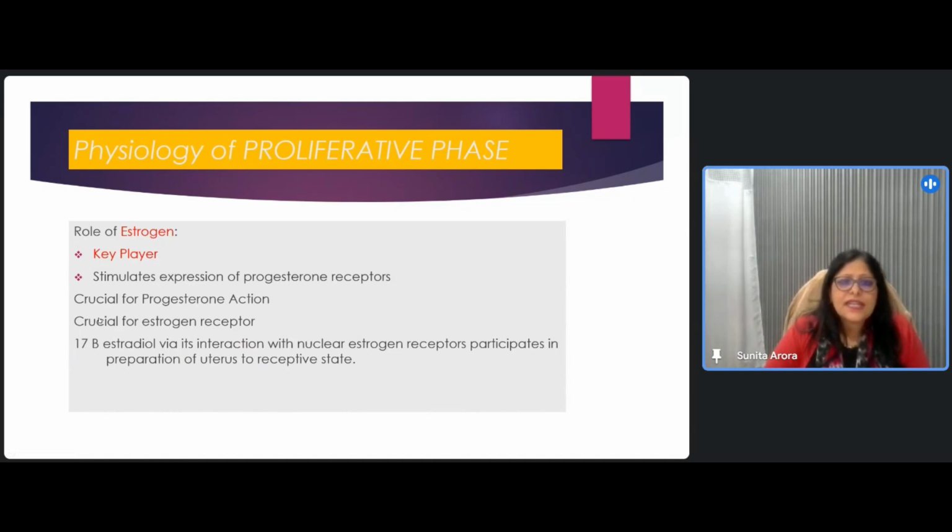Now, let's understand a little basics about what estrogen does, why are we after estrogen for preparing the lining. If we go into the details and depth, we will understand that estrogen actually is a key player which stimulates the expression of progesterone receptors. Whether this estrogen is coming from that developing follicle in natural cycle, modified natural cycle or stimulated cycle, or you are giving it exogenously, there are roles assigned to estrogen apart from just increasing the thickness. So it is crucial for progesterone action as well, and crucial for estrogen receptor.